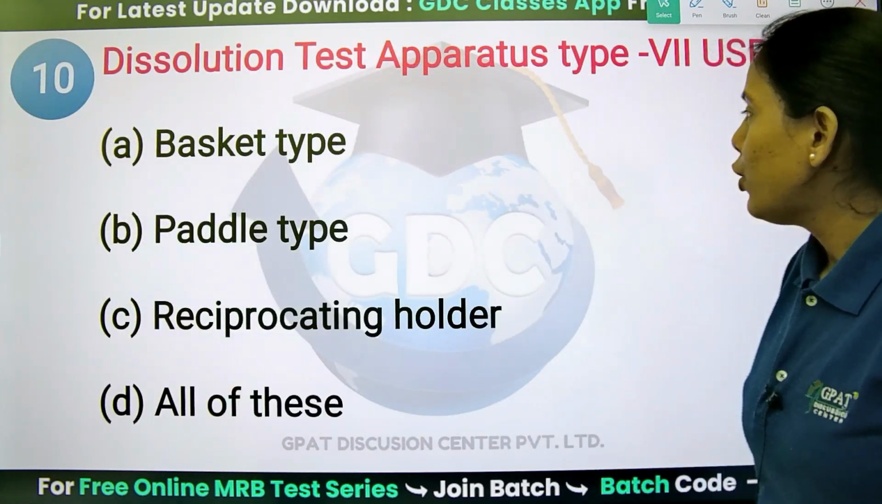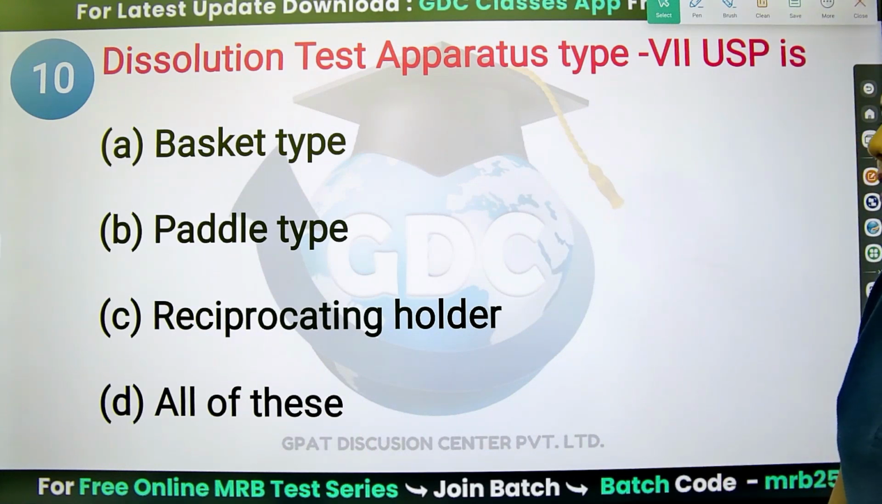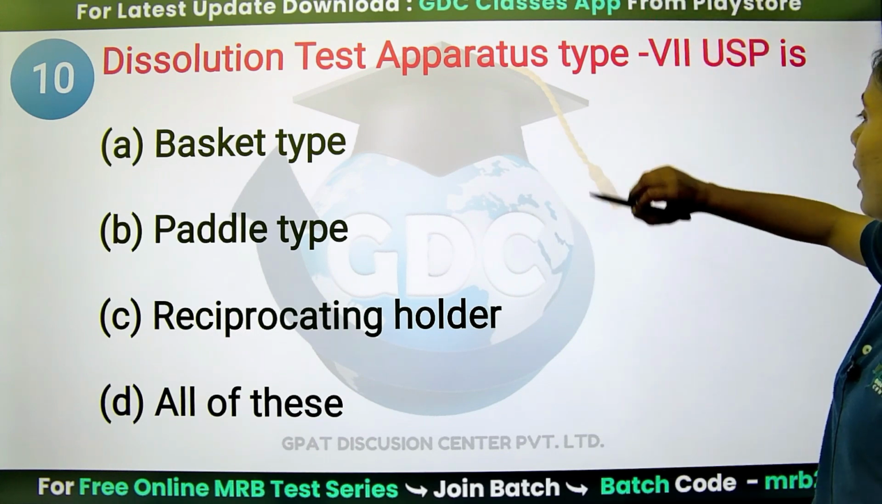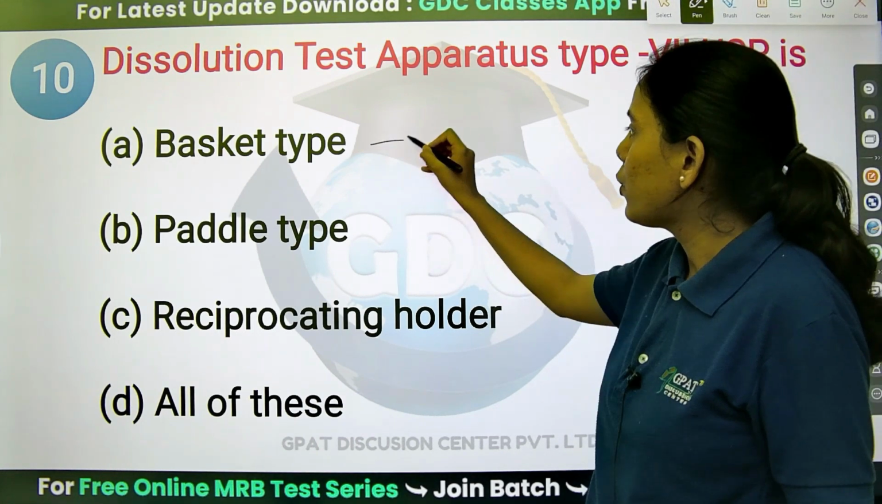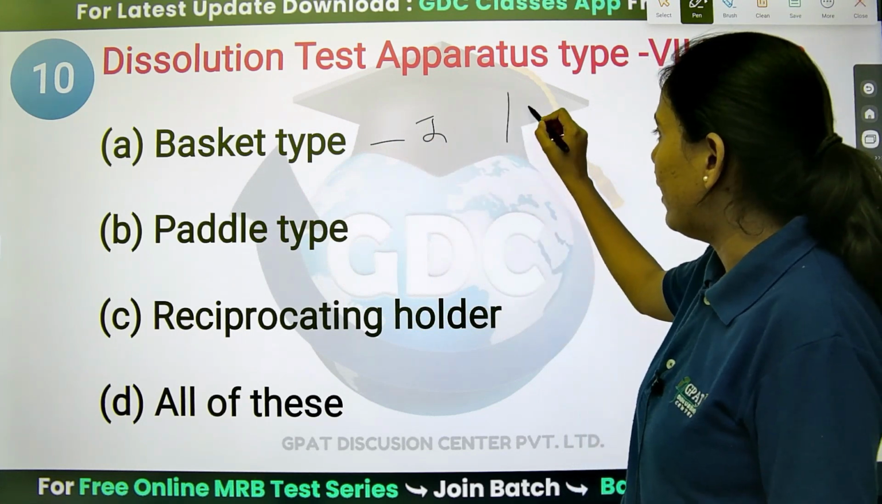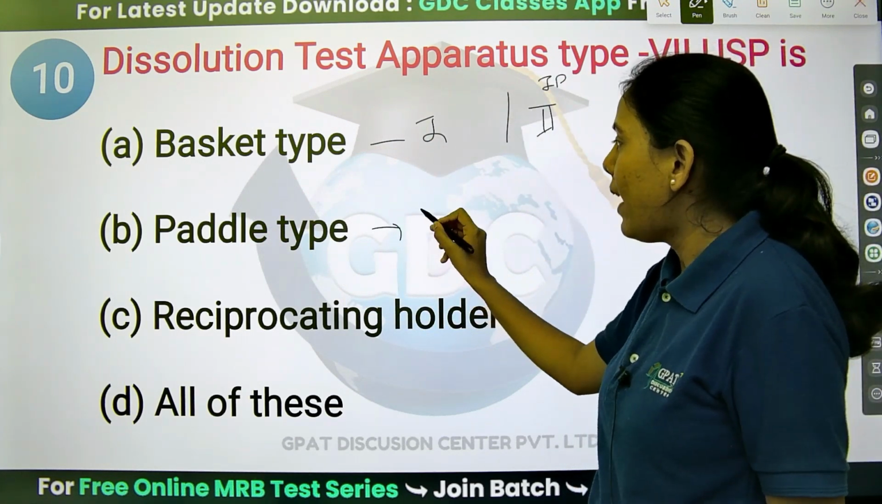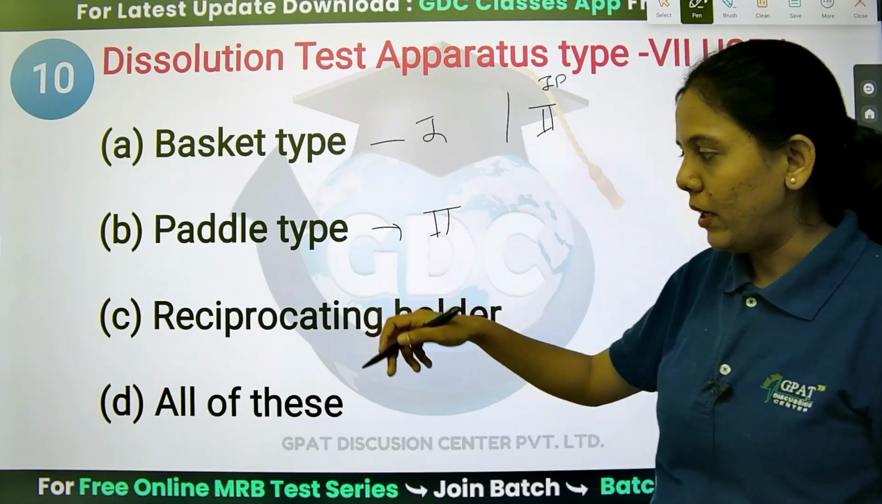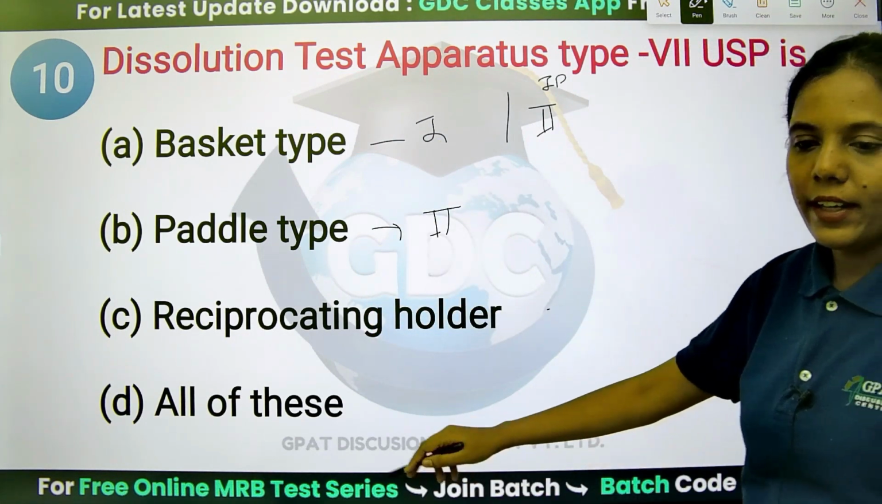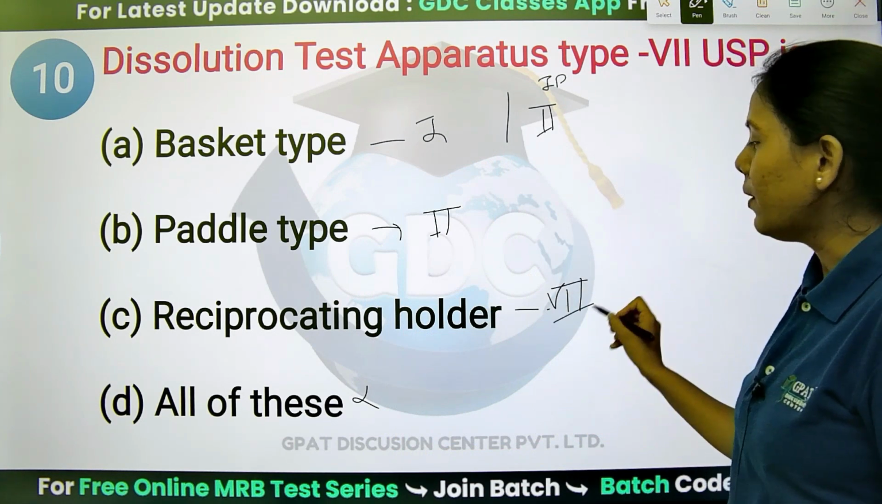Next question is dissolution apparatus type 7 USP: basket, paddle, reciprocating holder. We know that USP basket is the first one. In case of IP or BP, paddle is second according to USP. And all of these definitely won't be there. Reciprocating cylinder, that is 7, is the right answer.